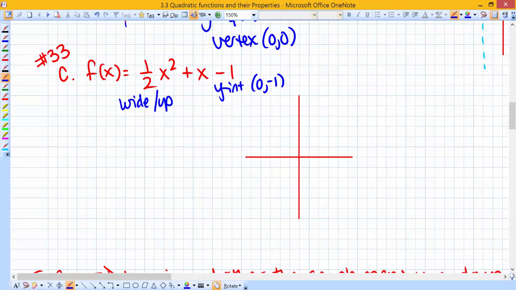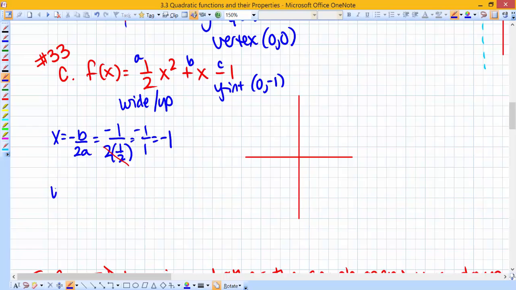So all I need to find now is my vertex. So x equals -b over 2a. So I have a, b, c. So -1 over 2 times 1/2. Now you're panicking about this being a fraction. This actually works out very nice. Your 2's cancel here. And we're left with -1 over 1, which is -1.